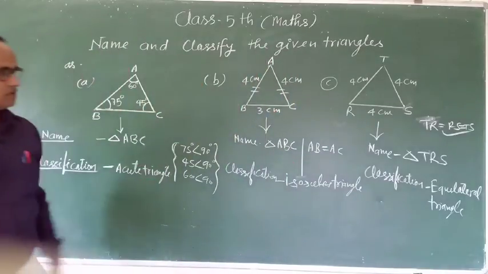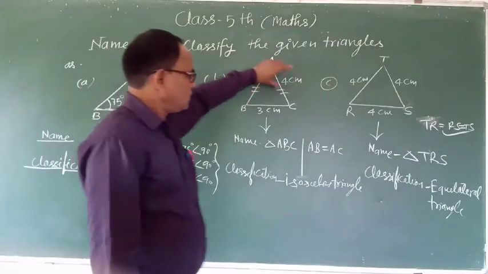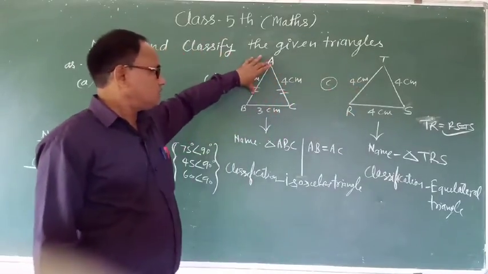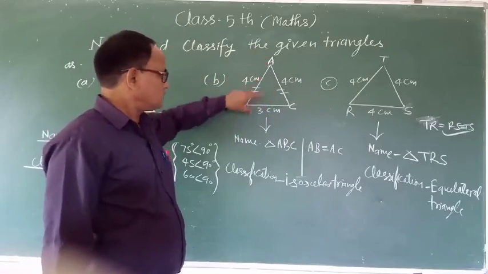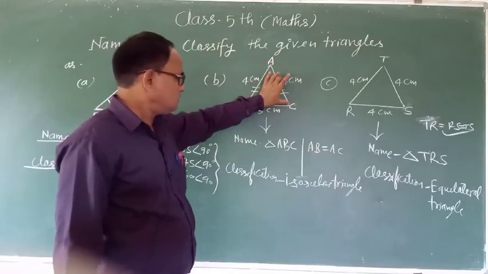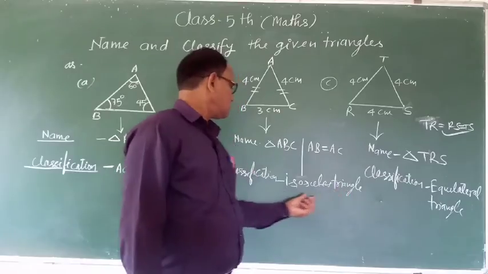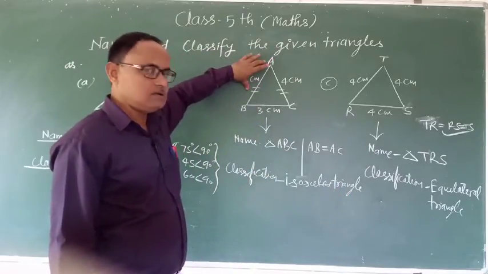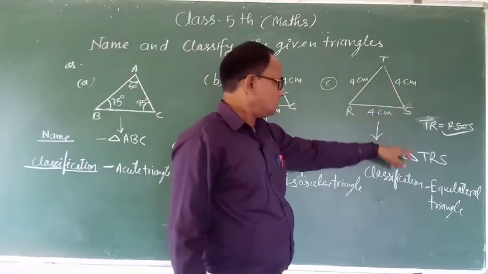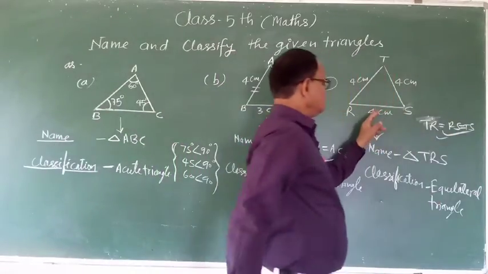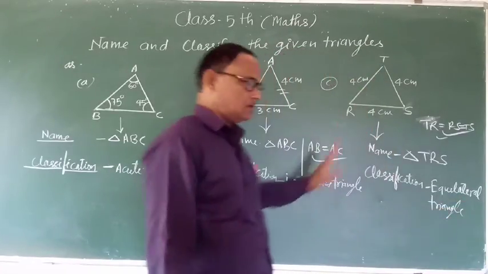Okay, so these types of problems we can solve here. These triangles are named on the basis of their sides. Classification of the sides: AB is equal to AC, then triangle ABC is an isosceles triangle on the basis of sides. Here on the basis of sides, triangle TRS is an equilateral triangle.